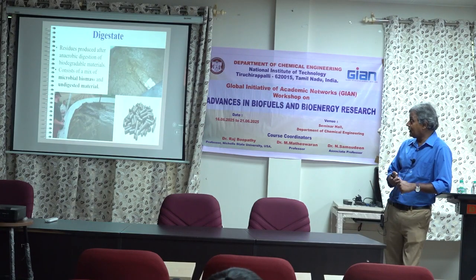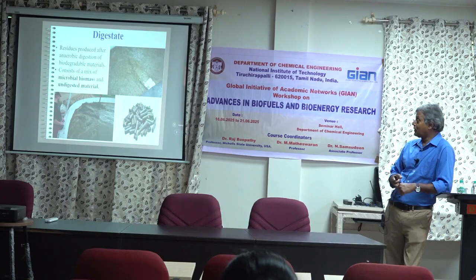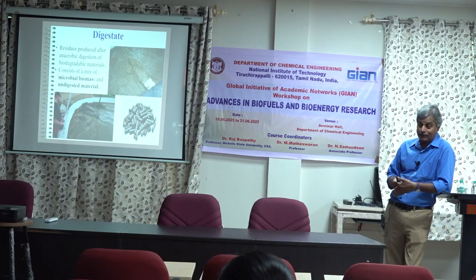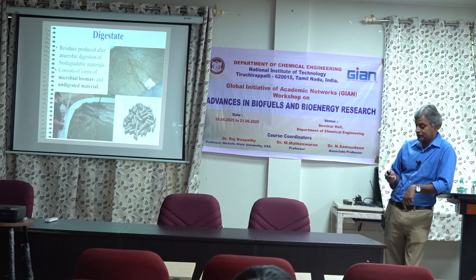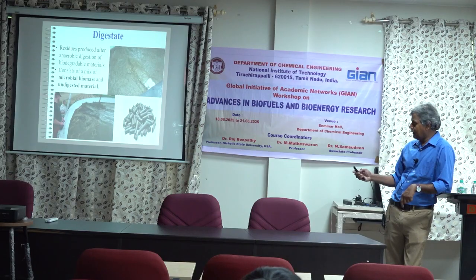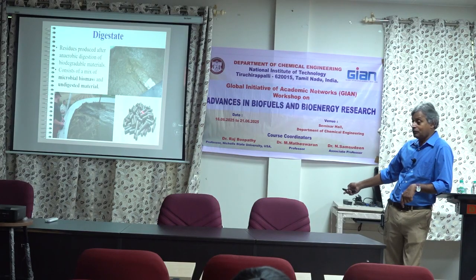So that's how digestate looks like. It's a residue produced after anaerobic digestion of biodegradable material. It consists of a mixture of microbial biomass and undigested material, with a lot of nutrients in it, a lot of nitrogen, phosphorus, very good for crop production. Okay? So you can densify it, and this will be a good heating source. You can burn it, or you can use it for other purposes. So that's a different form of digestate.